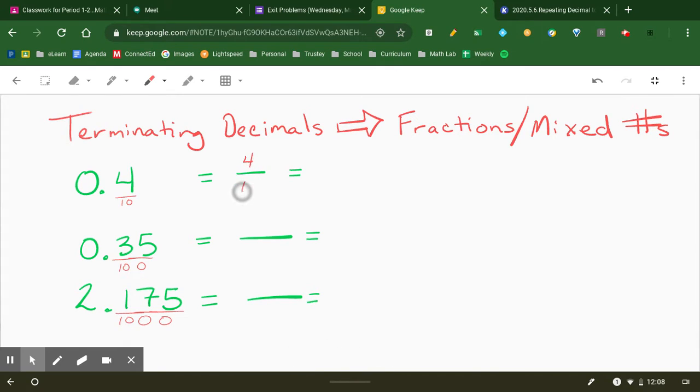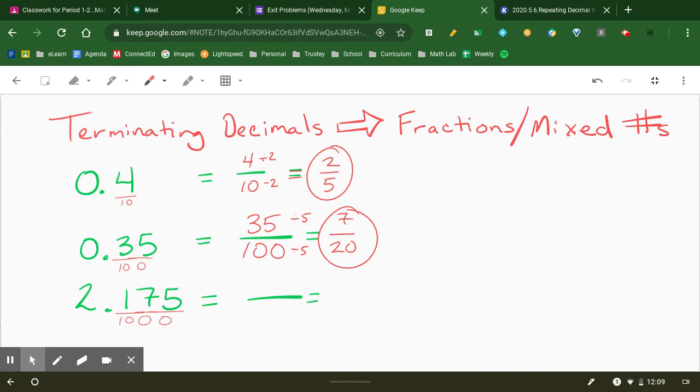For instance, 4 tenths, we can just write 4 tenths. Yes, that will reduce. In fact, it's a better answer, although they are the same amount. Anytime something's even, you can reduce by 2. 35 hundredths, we can rewrite as 35 over 100. And yes, because those both end in a 5 or a 0, we could reduce that to 7/20ths. Again, same amount, but 7/20ths is a better way to write it. 2 over 5, better way to write it.